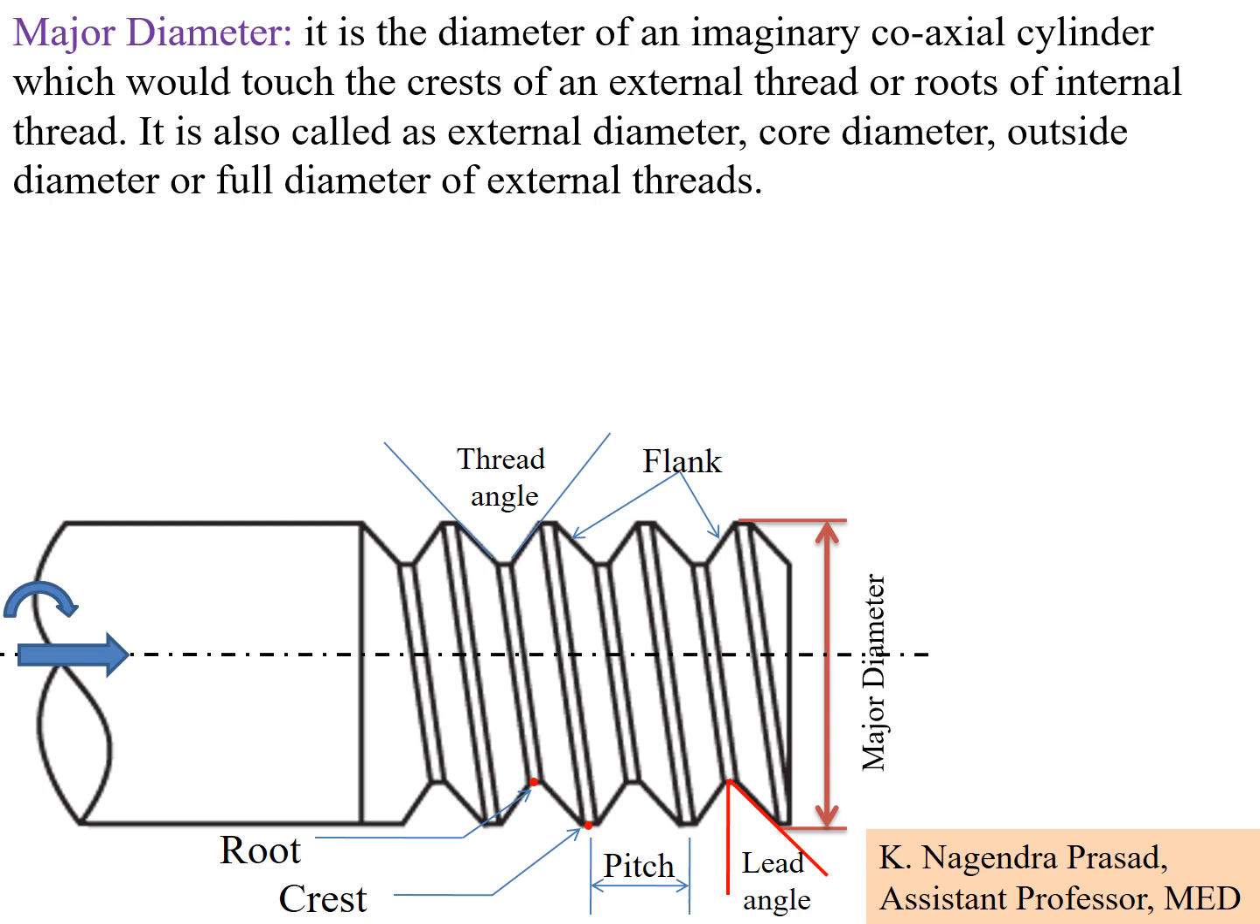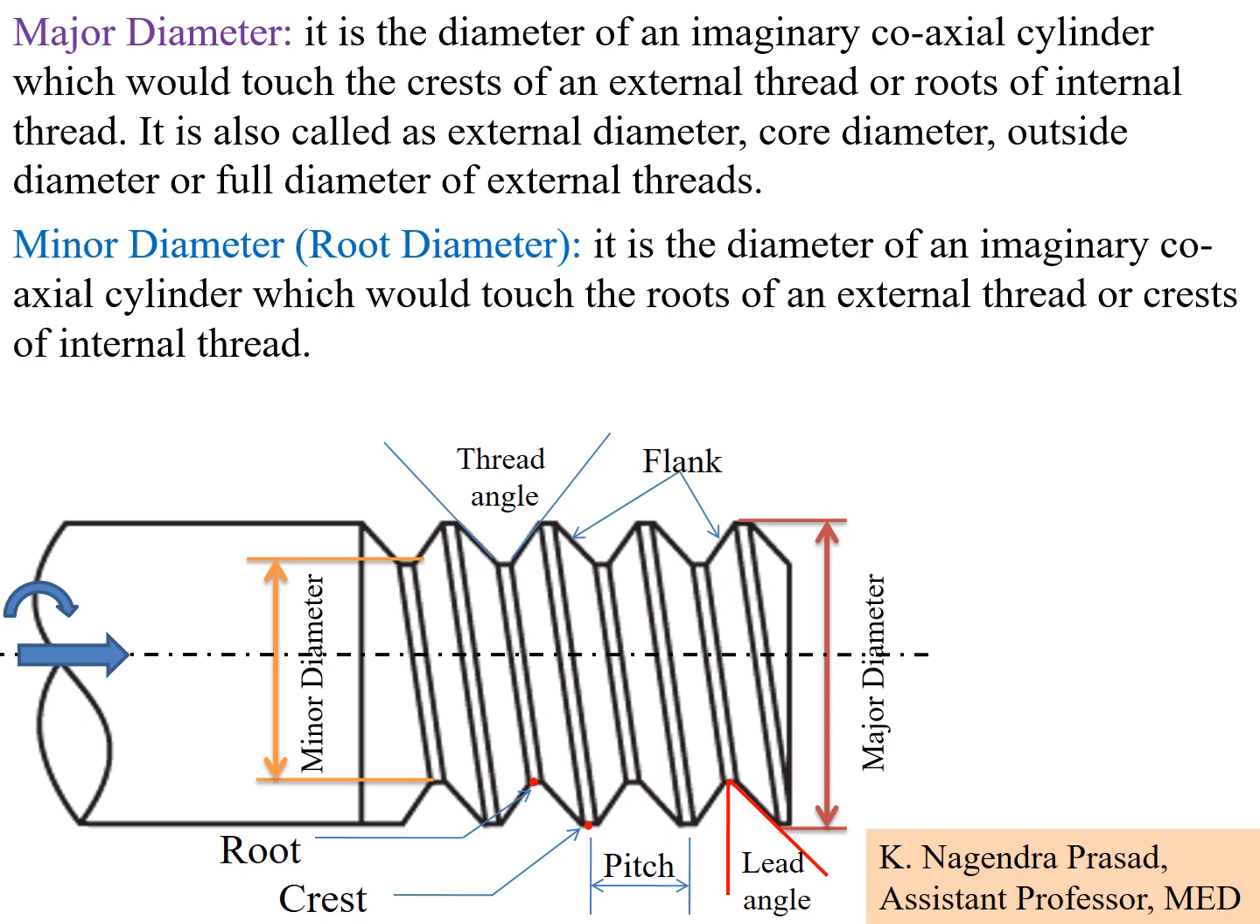This major diameter is also called the external diameter, outside diameter or full diameter of external threads. Next we will see the minor diameter or root diameter. The minor diameter for an external thread is defined as the imaginary coaxial cylinder which touches the roots. Similarly, for an internal thread, the minor diameter is the diameter of an imaginary coaxial cylinder which would touch the crest of the internal thread.